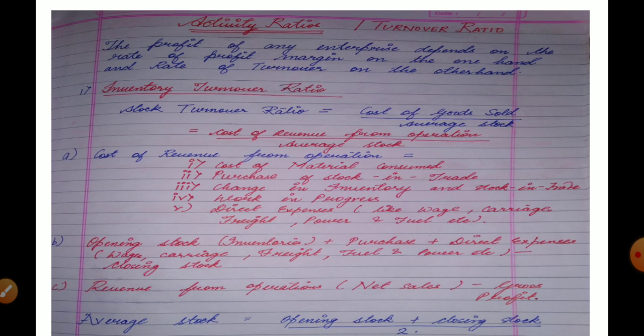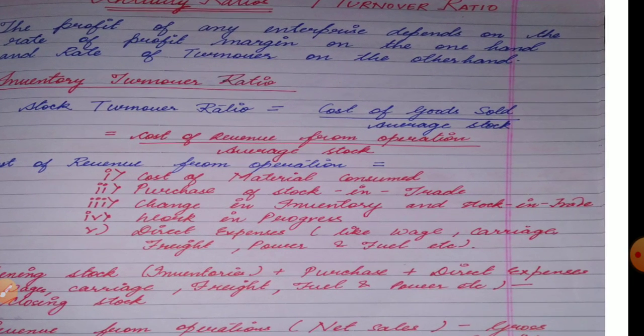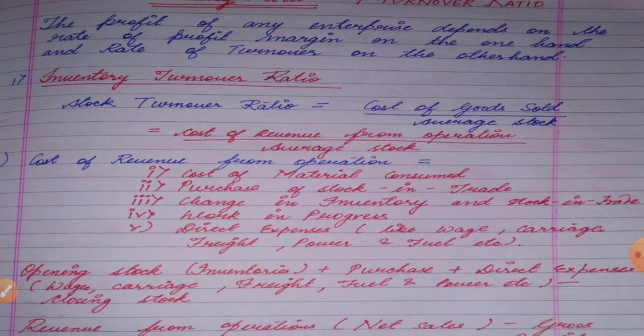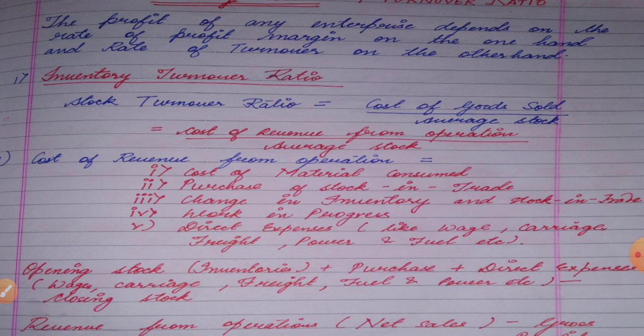First is inventory turnover ratio. This ratio indicates the relationship between cost of revenue from operation, that is cost of goods sold, during the year and the average inventory kept during the year. So what is the formula of this? Cost of goods sold upon average stock, or we can say that cost of revenue from operation upon average stock.